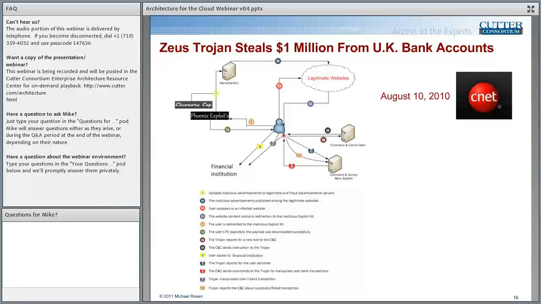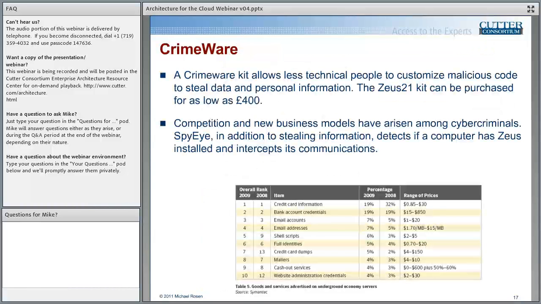Another case, Zeus Trojan steals $1 million from U.S. bank accounts, and this is a fairly complex scenario, unfortunately one that most antivirus catchers don't catch. How do you create these Trojans or malware? Well, there's a whole industry around this. So now there are things that you can buy on the internet called Crimeware kits. And the most famous, the one that we just saw, is the Zeus 2.1 kit. It can be purchased for about $600, 400 British pounds.